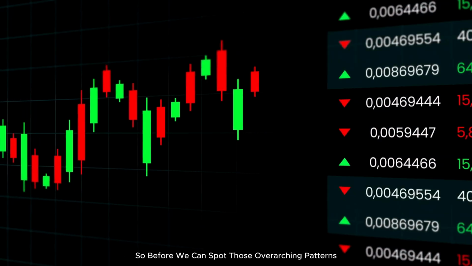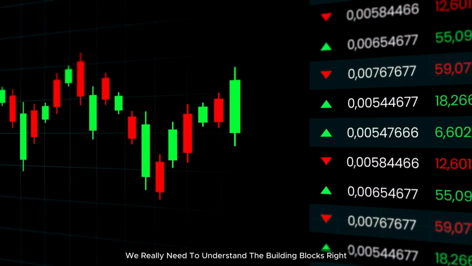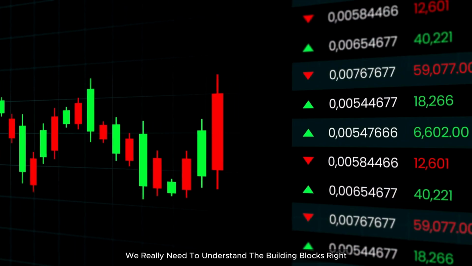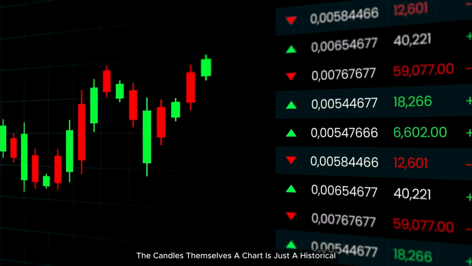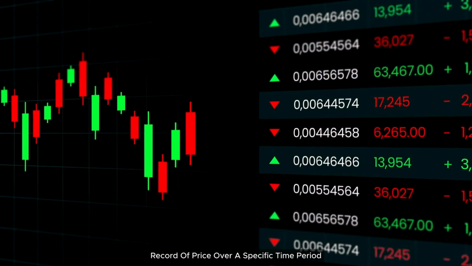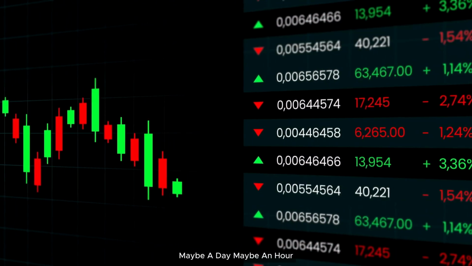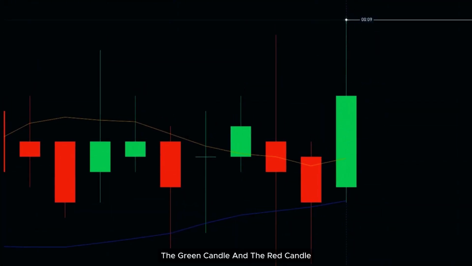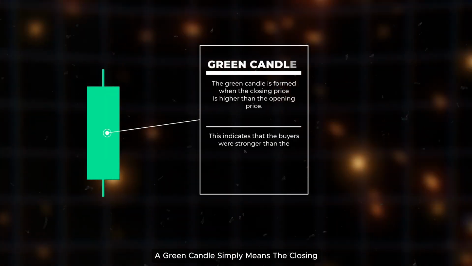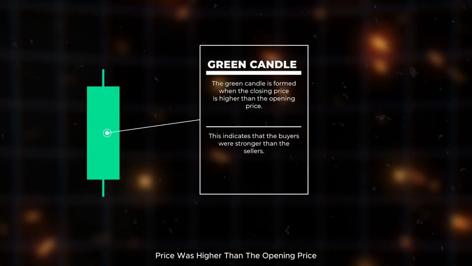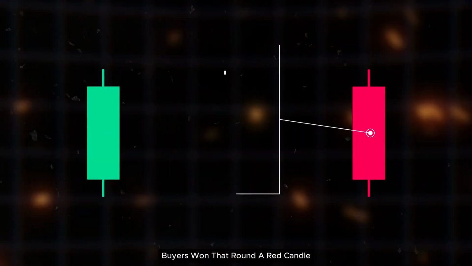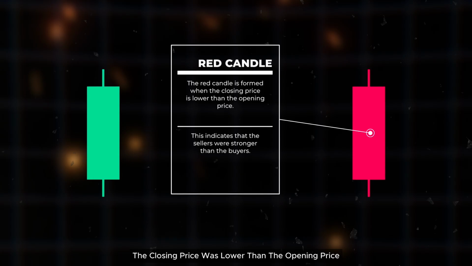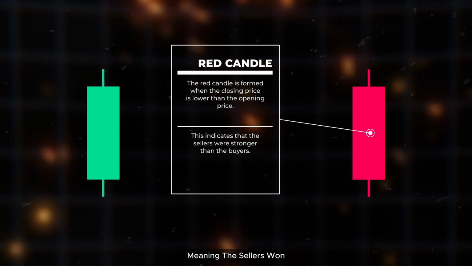So before we can spot those overarching patterns, we really need to understand the building blocks, right? The candles themselves. The chart is just a historical record of price over a specific time period, maybe a day, maybe an hour. Look at our two main warriors here, the green candle and the red candle. A green candle simply means the closing price was higher than the opening price. Buyers won that round. A red candle, the closing price was lower than the opening price, meaning the sellers won.